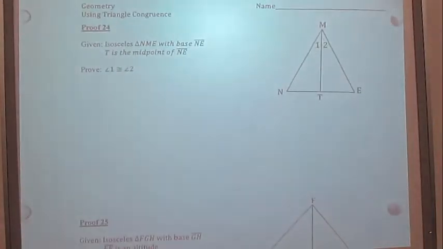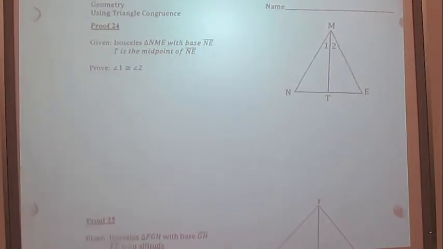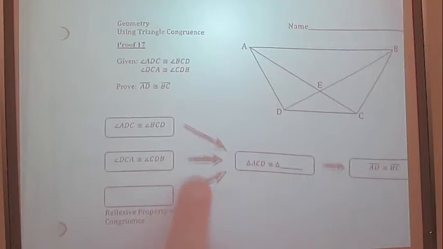So now I want you to go ahead and try proof number 24. You can use any kind of proof you want. You can do flowchart, 2-column, or if you like to write things out in words, you can use a paragraph proof. So you're going to try number 24. So when you come in tomorrow, you should have number 24 done. And then again, you should also have number 17 done.